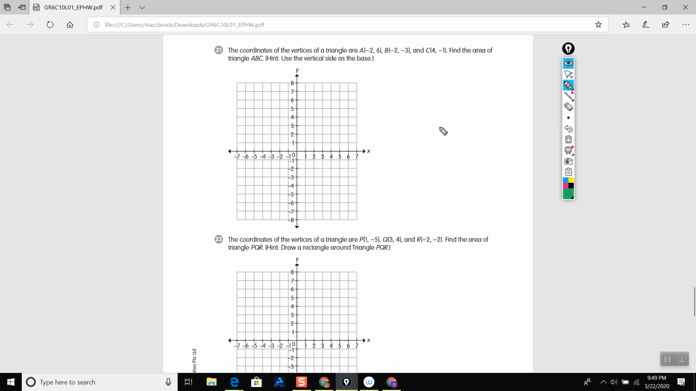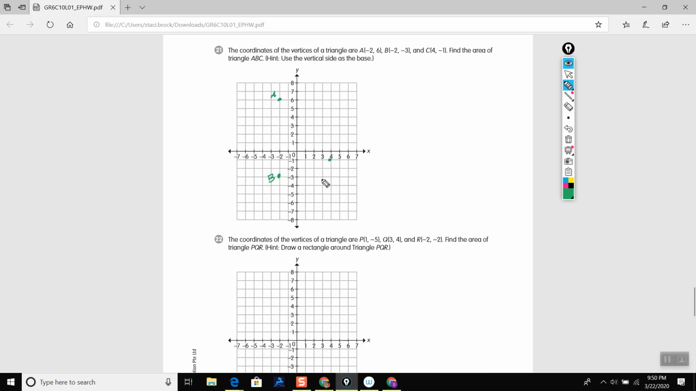And so here we go. A is at -2, so we've got to go X first, right? Right or left, so -2 and 6. So A is going to be right here. So this is my A. Next, B, -2, -3. Still over 2, down to -3. All right, and this is B. And C is at 4 and -1. So I'm going over 4 and down 1.